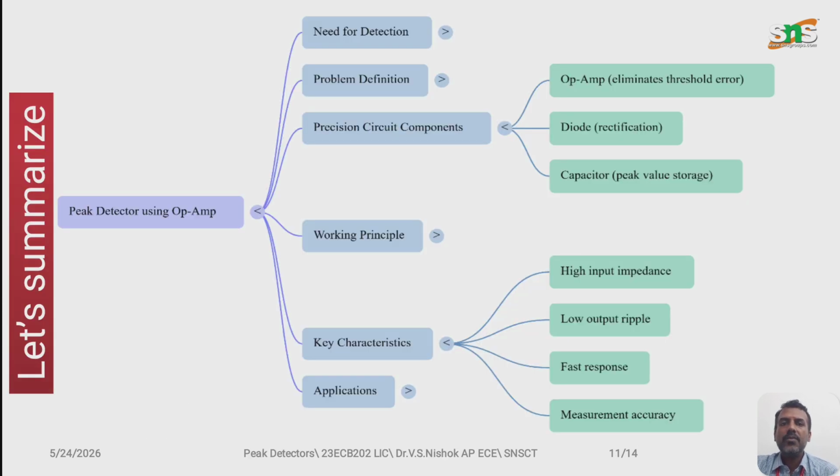So this is the time for the summarization. In this video we started by seeing the need for peak detection, the problem definition of the conventional circuits, and how the problem is overcome with the help of the peak detector circuit, and its working principle, key characteristics, advantages, and applications. With this, we are concluding this topic.